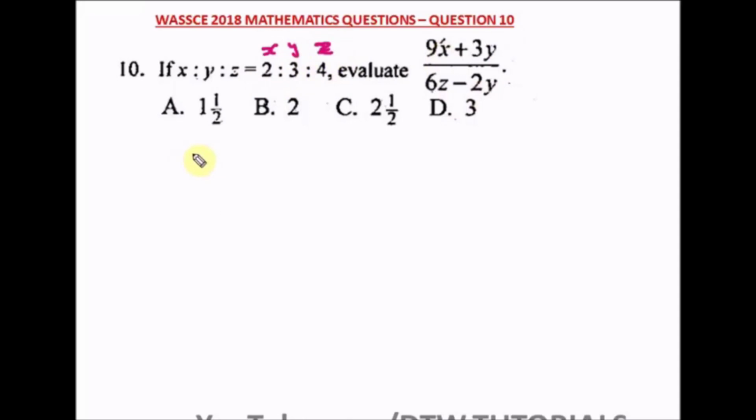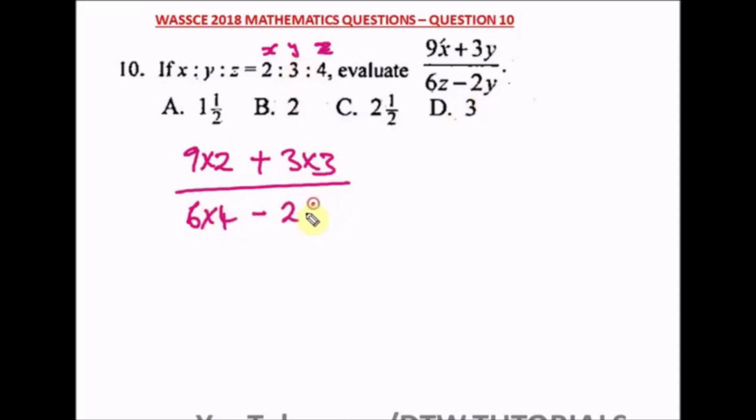Alright, so here we have 9 times what is x? x is 2, plus 3 times what is y? y is 3, divided by 6 times what is z? z is 4, minus 2 times what is y? y is 3. So here what do we have? We have 9 times 2 is 18, plus 3 times 3 is 9, divided by 6 times 4, that is 24, minus 3 times 2, that is 6.